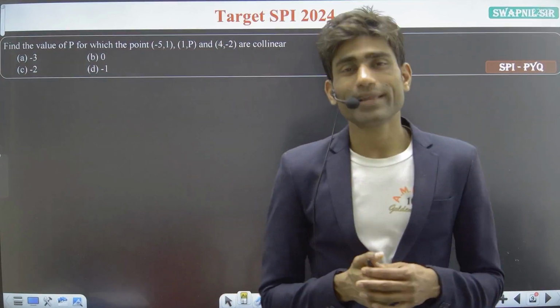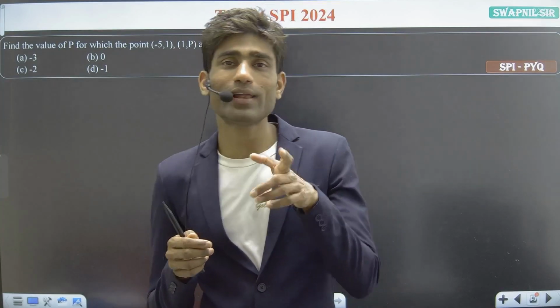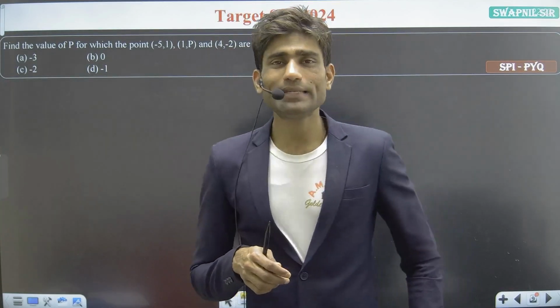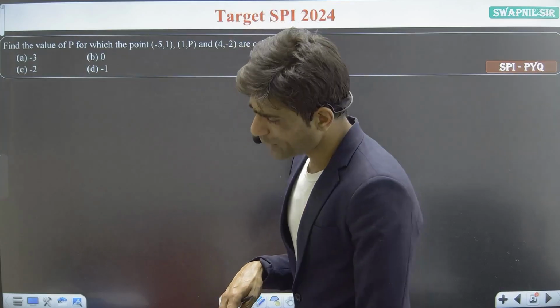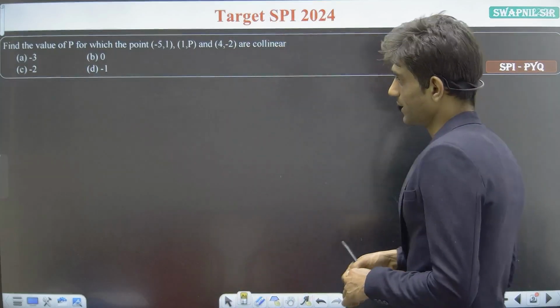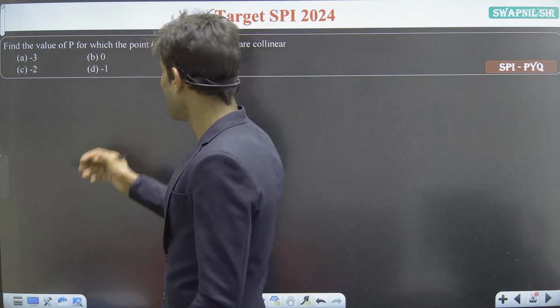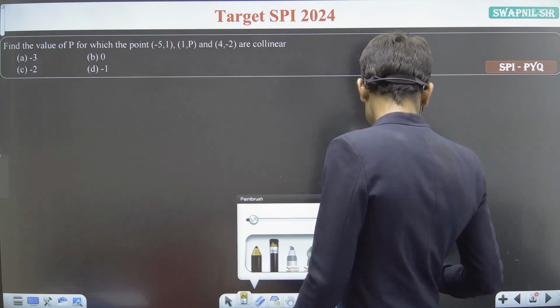Now see that for solving a single question in our mathematics, we have several types of methods. And all methods give you an equal and exact answer. So it is completely up to you which method you feel comfortable with for solving the answer. We know that if the 3 points are collinear, then we write the area of a triangle as 0.